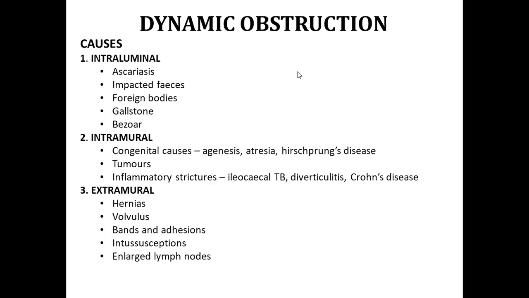Agenesis means it wasn't formed at all, while atresia means it was formed, but poorly formed.